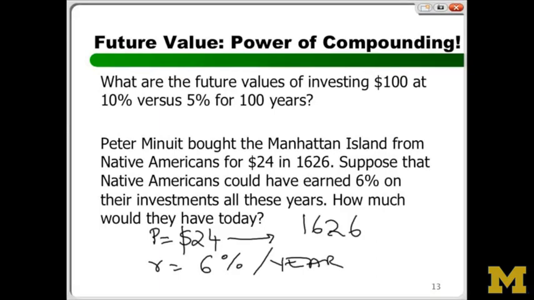So two things to remember about R. It always is for a period of time, in this case a year, and it's always a percentage. I'm asking the following question. What is the future value in 2012? Everybody on the same page? Yes?